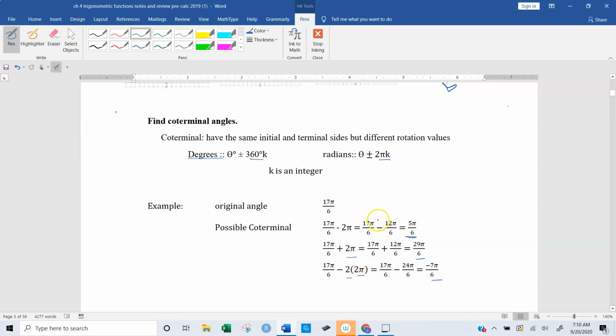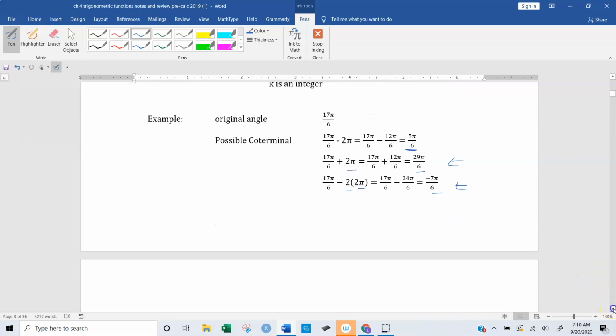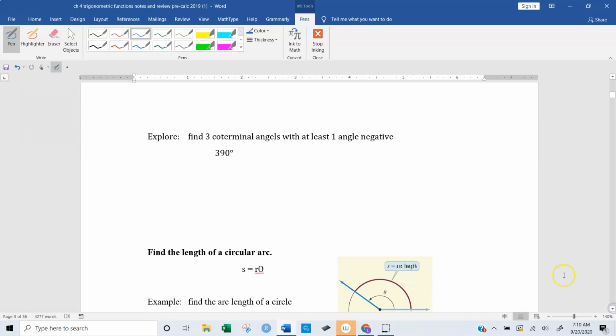In your homework, they're going to ask for at least one positive and one negative. Sometimes you'll have to subtract more than once or add more than once to get there. Okay, pause and do yours.